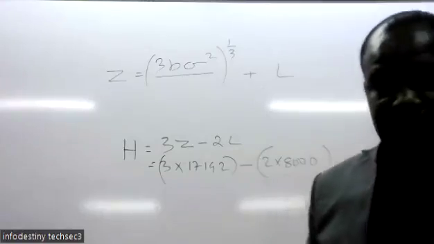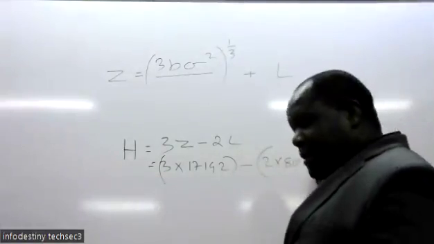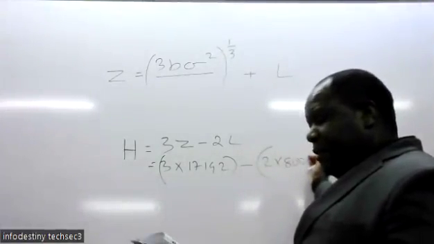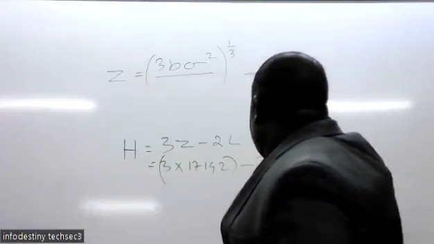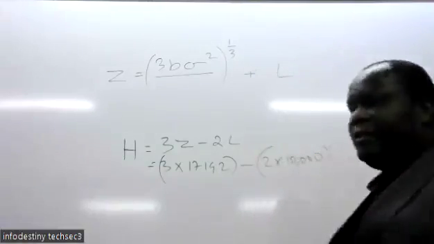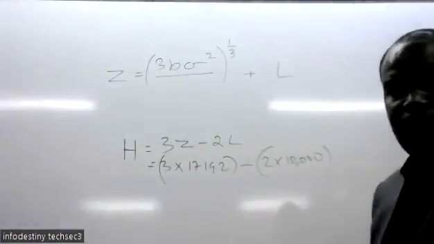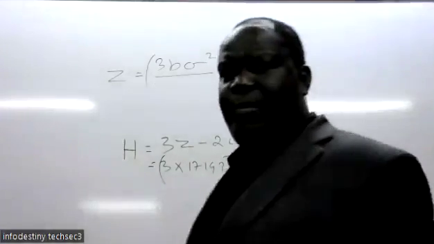Sorry? Sorry, not the 8, but 10. The minimum cash balance is 10, not 8. Minimum cash balance is 10,000, not 8. So what are we coming up with?